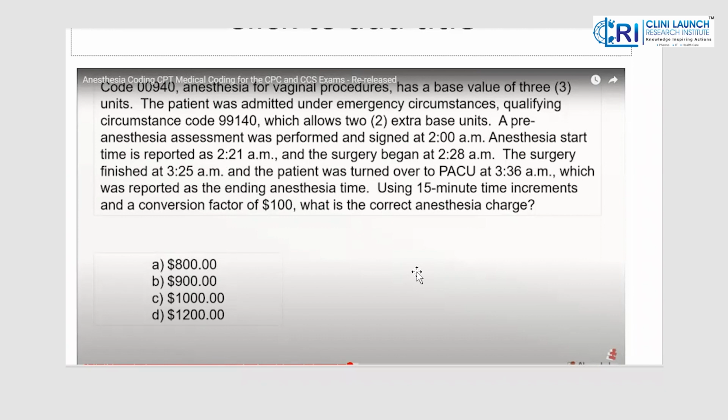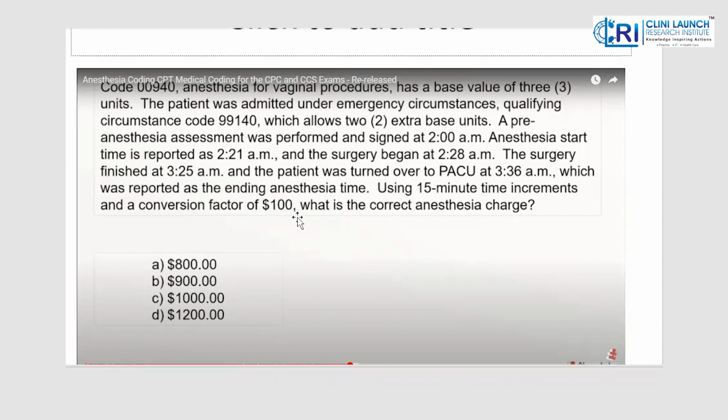Surgery began at 2:28 and finished at 3:25, and the patient was turned over to PACU at 3:36 a.m., which was reported as the ending anesthesia time. So always we'll take this as the end time, correct? And this as the start time. Using 15-minute time increments and a conversion factor of $100, what is the correct anesthesia charge?